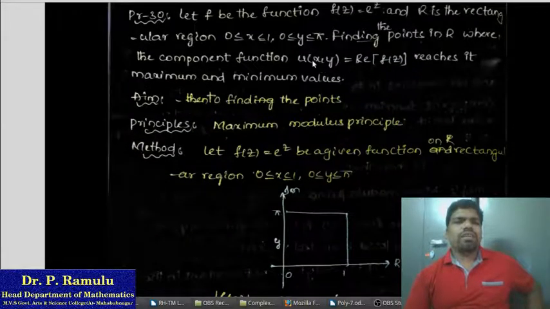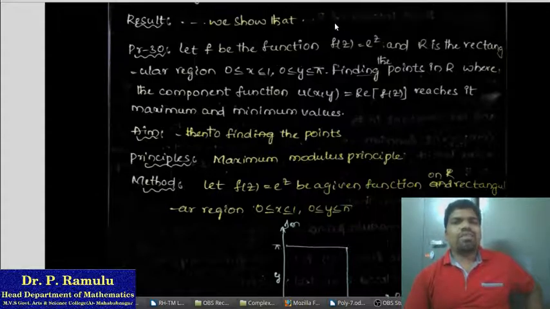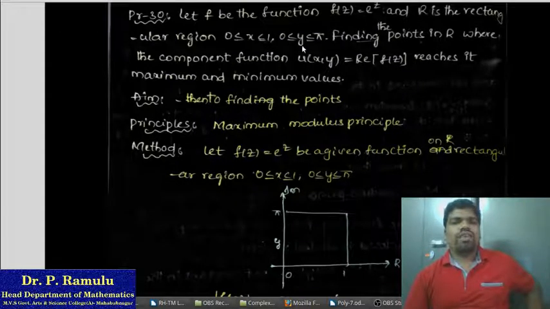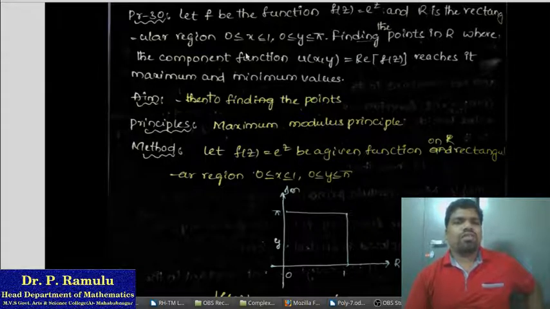Practical problem 30. Let f be the function f of z equal to e to the power z, and R is the rectangular region 0 less than or equal to x less than or equal to 1, 0 less than or equal to y less than or equal to pi. Find the points in R where the component function u of x, y, the real part of f of z, reaches its maximum and minimum values. The aim is to find the points in R.